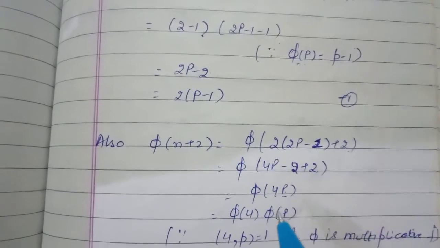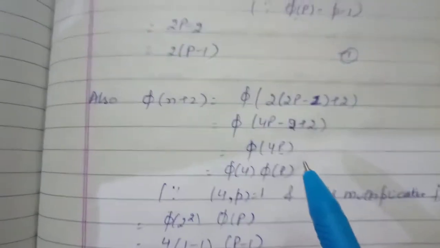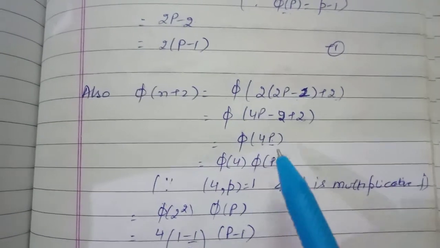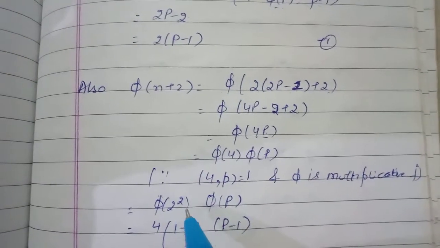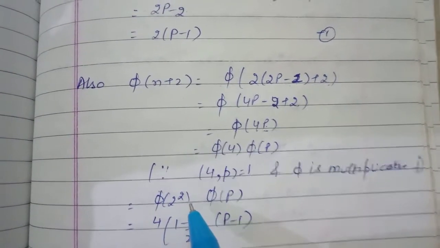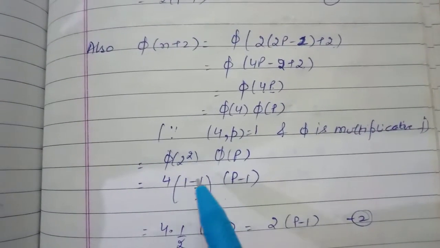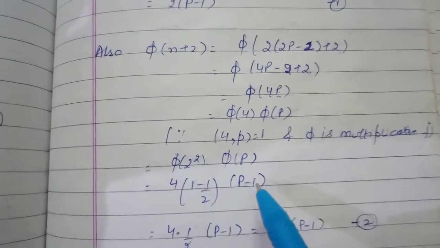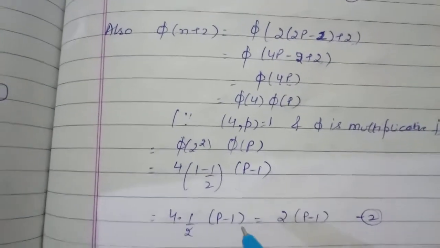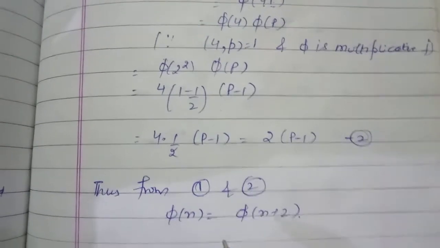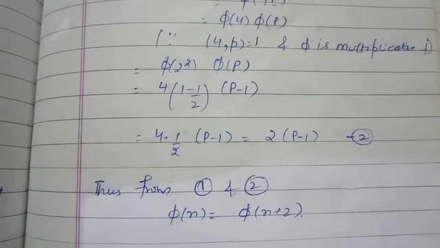Now φ is a multiplicative function, and GCD of 4 and p equals 1. Therefore this is equal to φ(4)φ(p), and we know φ(4) is 4 into (1 minus 1 by 2), and φ(p) is p minus 1. On simplifying it, it is equal to 2 into p minus 1. Thus from 1 and 2 we have φ(n) equals φ(n+2).